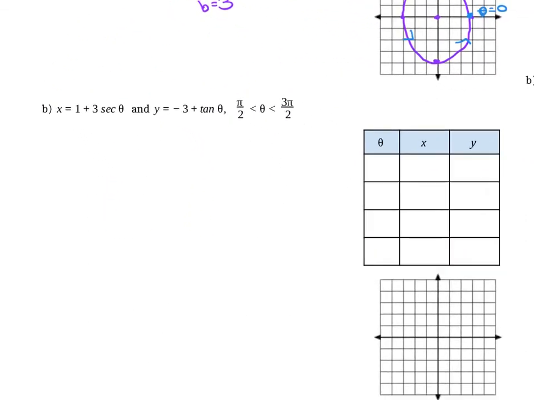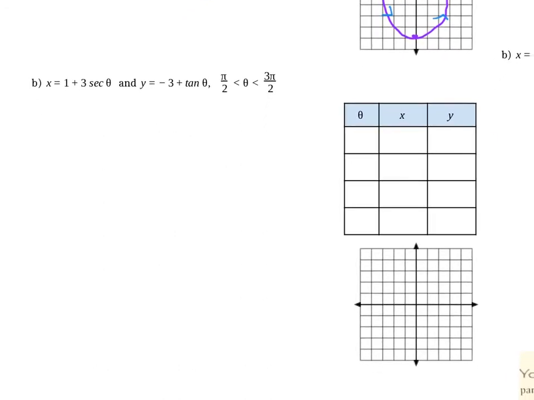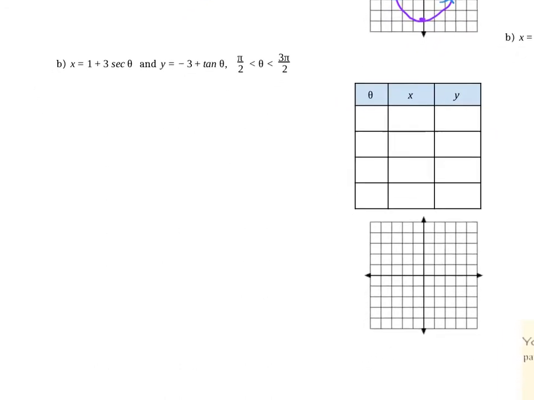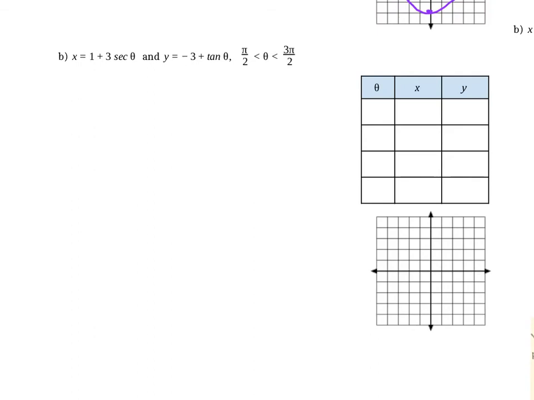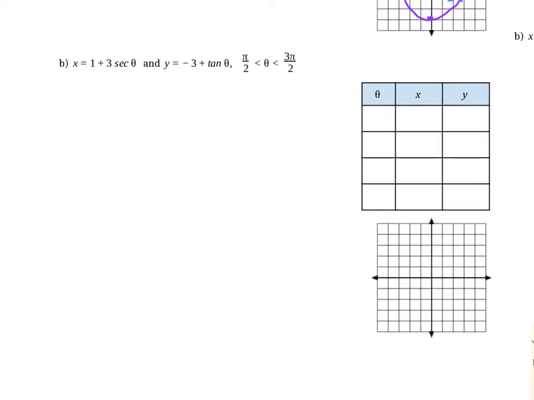x equals 1 plus 3 secant theta, and y equals -3 plus tangent theta, and theta is between pi over 2 and 3 pi over 2. Looking at that, we know we're only looking at quadrants 2 and 3. That tells us our domain is all negative values, so x is less than 0 in this case.